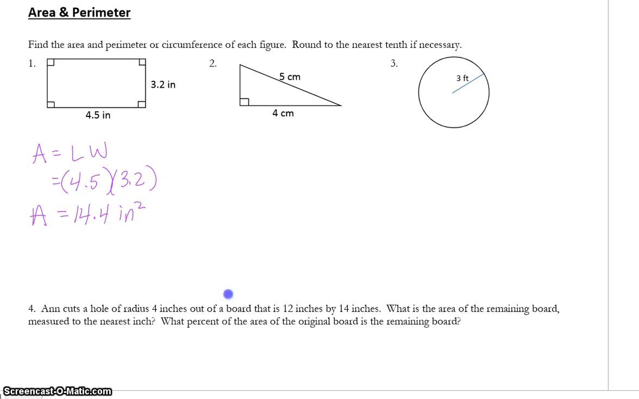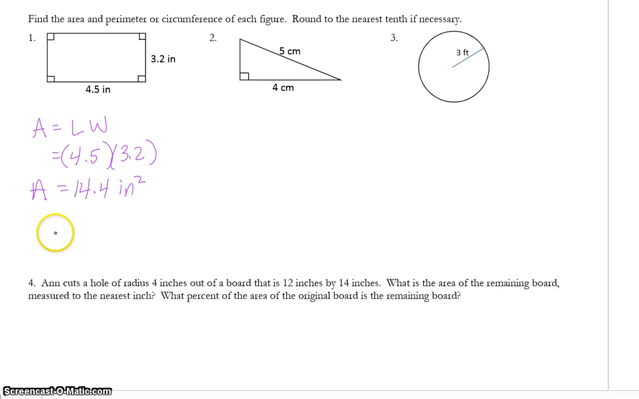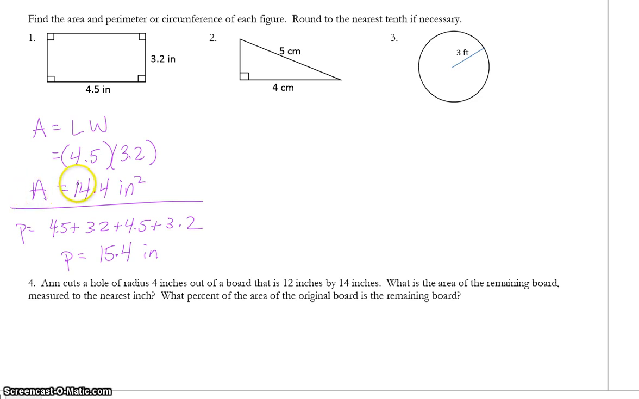Now to find perimeter of any shape, we just add up all of the sides. So perimeter is going to be 4.5 plus 3.2 plus 4.5 plus 3.2. You could also do 2 times length plus 2 times width. You get 15.4 inches. This is just a distance around, so it is not inches squared. The only time you're going to have square units is if you have area equals. Okay, number 2.